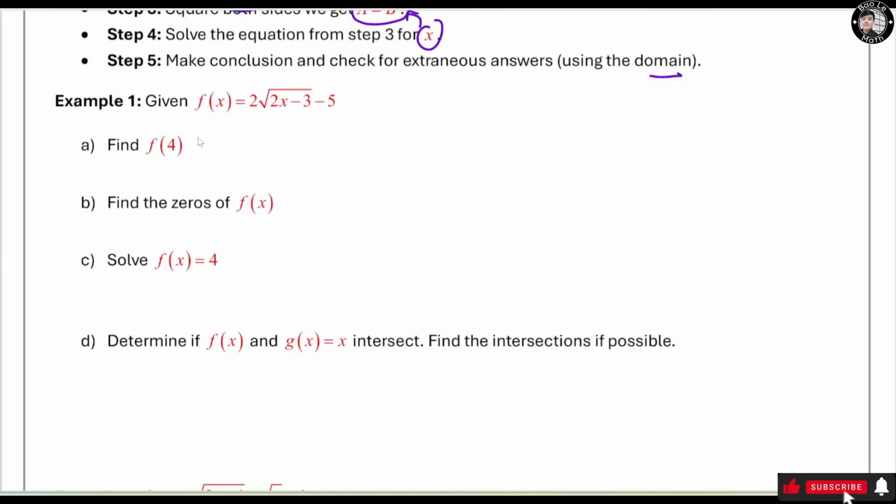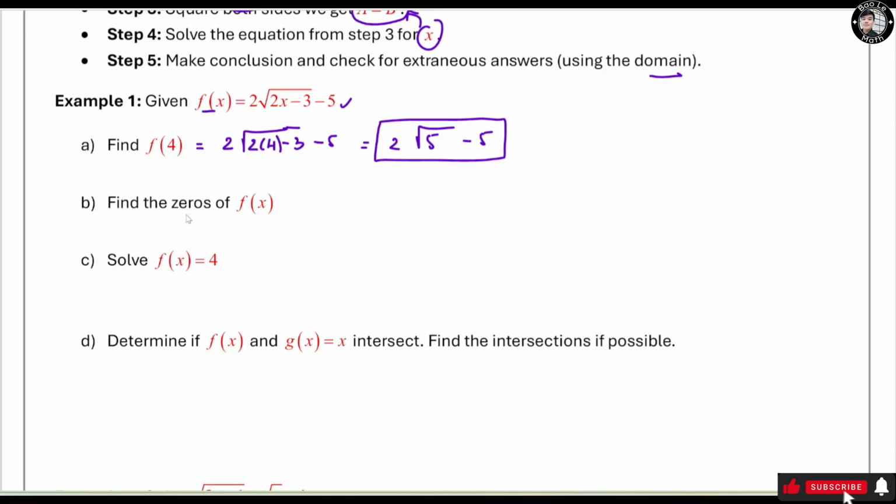Now, example number 1. Given f of s equals 2 square root of 2s minus 3, minus 5. Find f of 4, which means we substitute 4 for s, right? So it's going to be 2 square root of 2 times 4 minus 3, minus 5. And it's going to be 2 square root of 2 times 4 equals 8, minus 3 is going to be 5, minus 5. This one is the final answer.